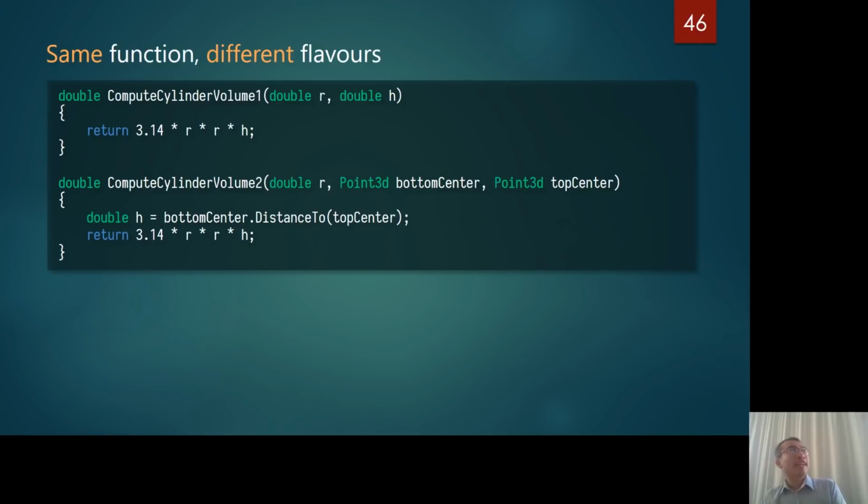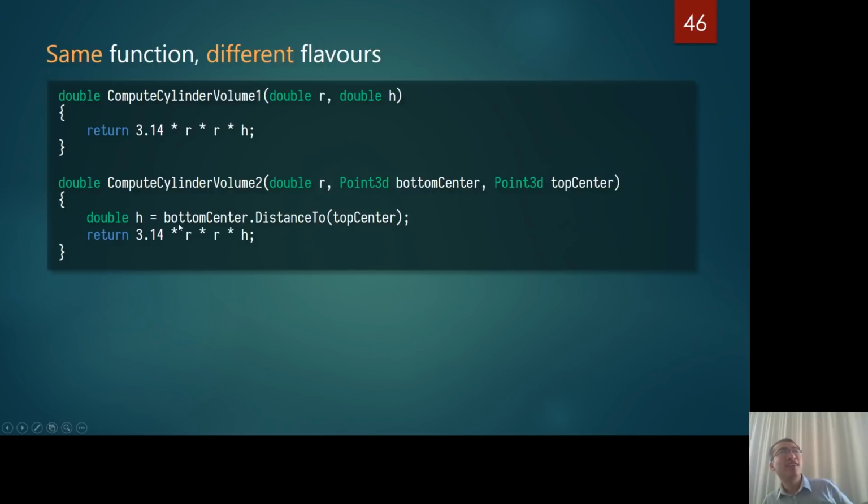So let's imagine I have a compute cylinder volume, but I want to make 2 different versions. The first version accepts a radius and a height and does this math. But there's a scenario where you want to define a compute cylinder volume that takes in the radius, but not the height directly, but takes in the Point3D that represents the bottom center and the top center.